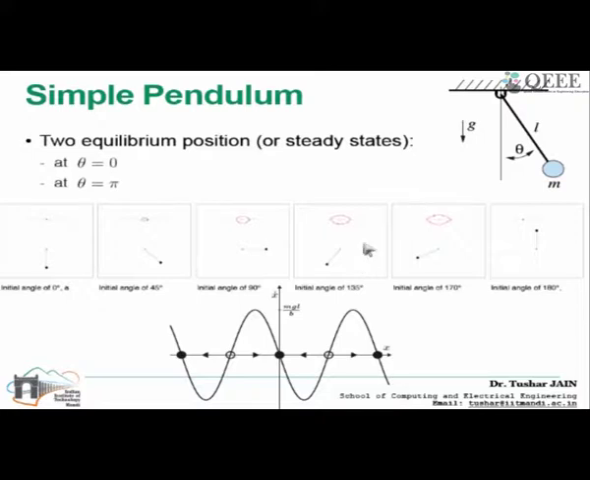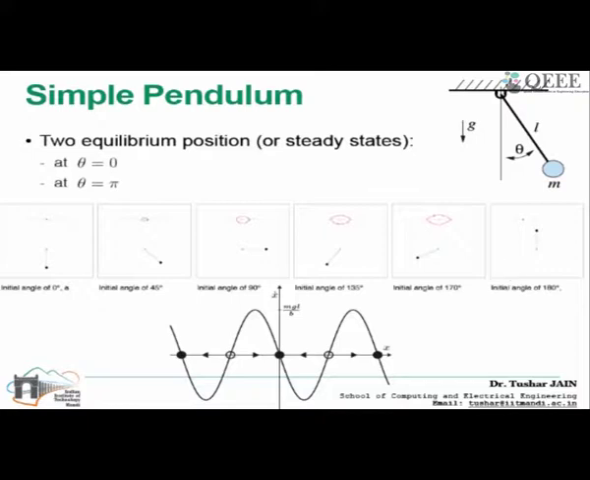Similarly for all the remaining angles except 180, though we computed that we have a steady state at theta equal to pi, and we know that the system can stay there, you can also visualize by yourself that the system is not able to stay there at 180 degrees; it will fall down. If you give an initial angle, it will fall down to 0 degrees, meaning to what?